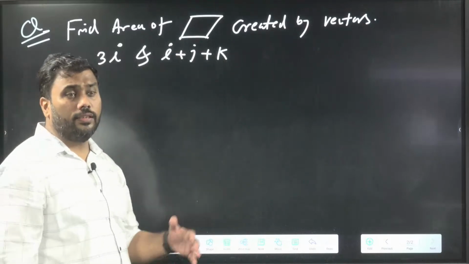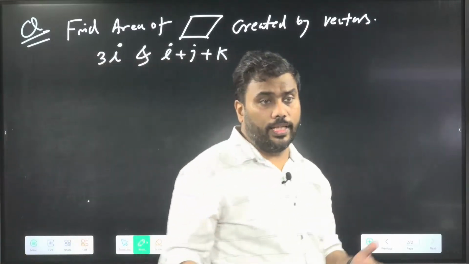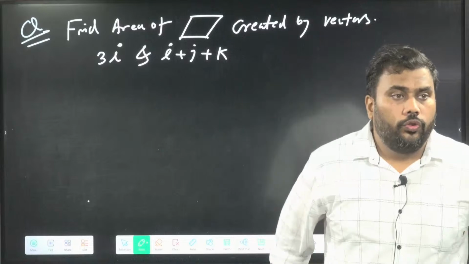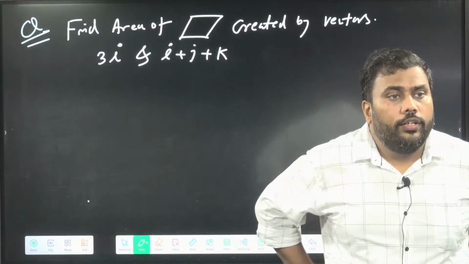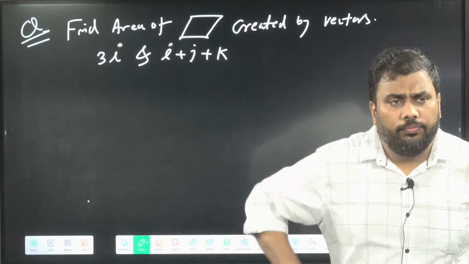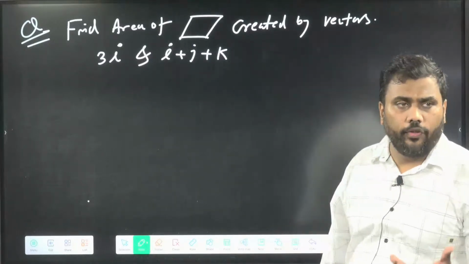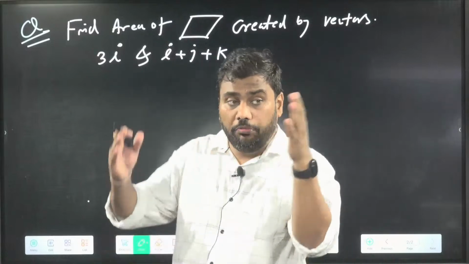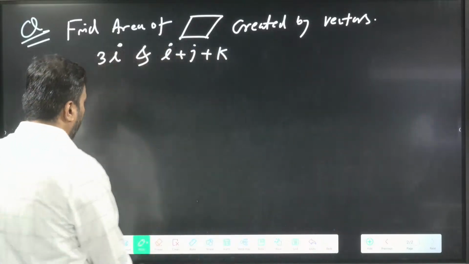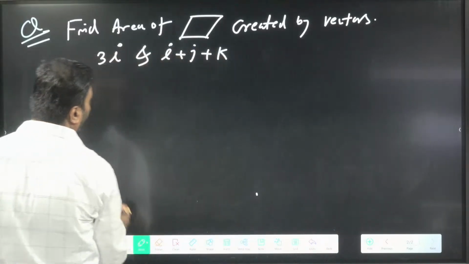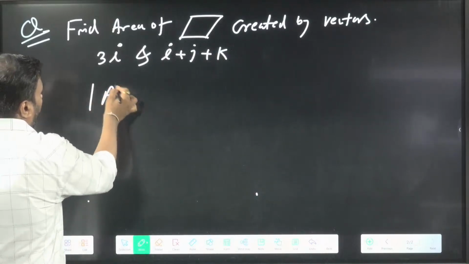Very good, Srinivas, but where is the magnitude? Durga, I think there is some mistake. Please check again. You are not giving magnitude. I am asking for area, so you will give me magnitude. Area of a parallelogram is the magnitude of A cross B.